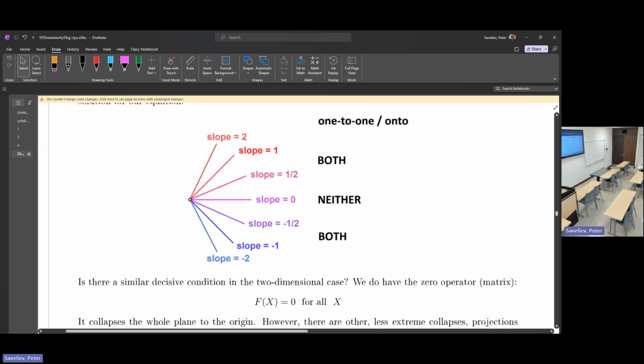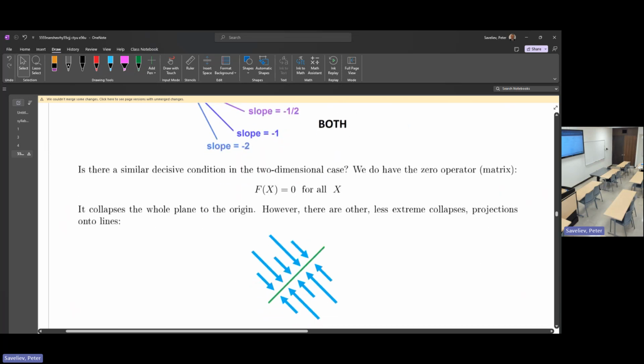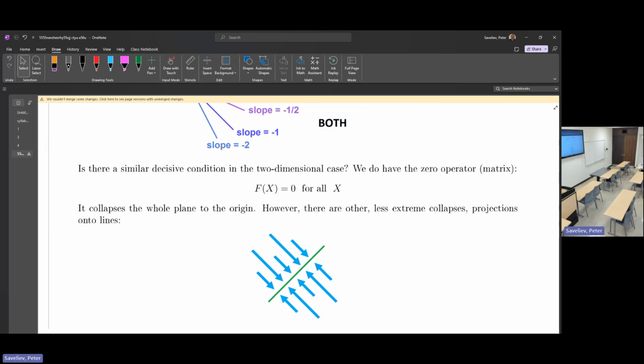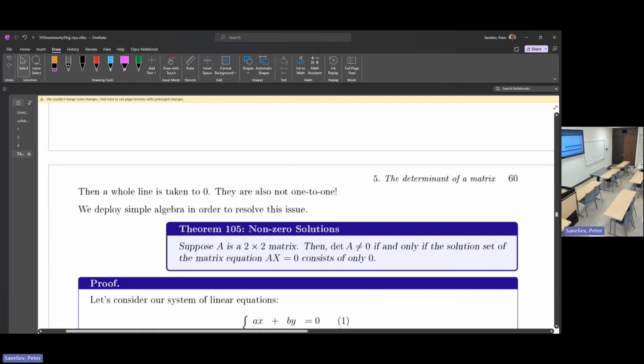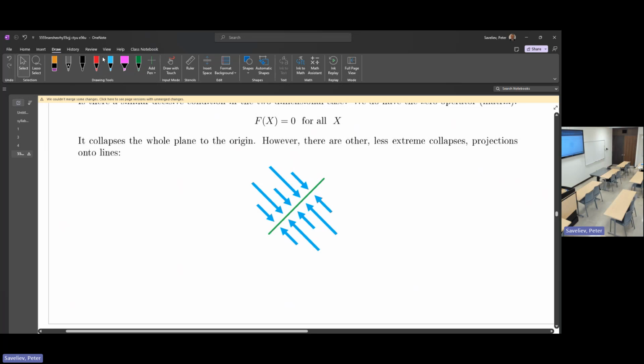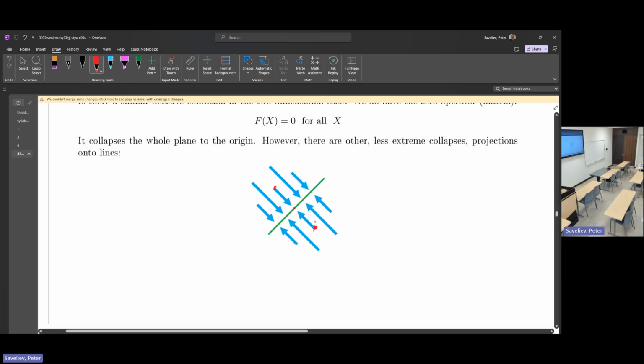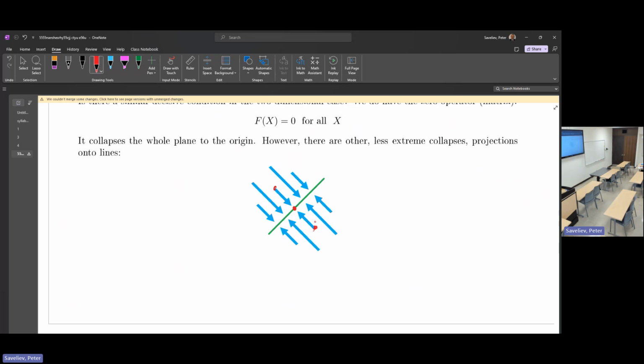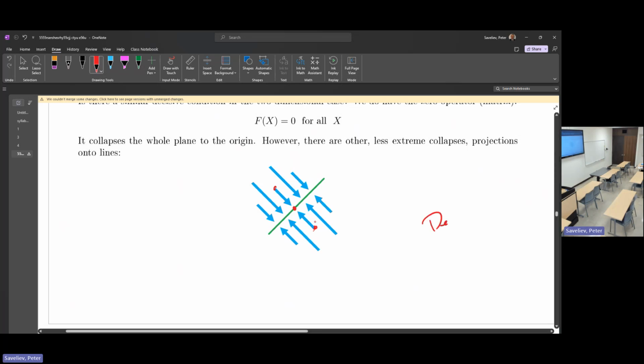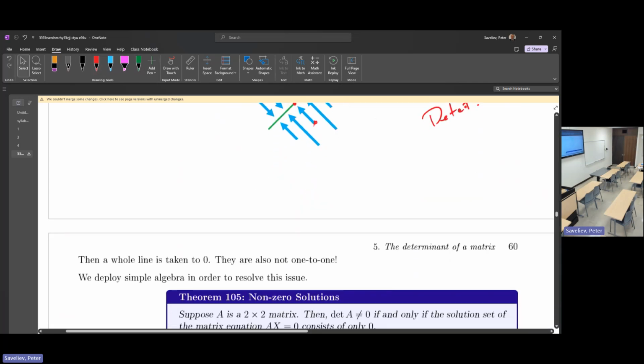Now we're in the same place, but in the two-dimensional case, which is not as bad as the collapse, but not as good as we wanted, because once again the function is not one-to-one. For example, if I take this point and that point, they end up at the same location over here. So the projection is not one-to-one. How do we detect this behavior? The answer is once again the determinant.